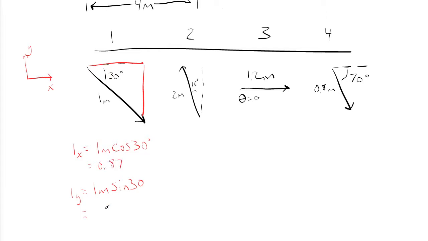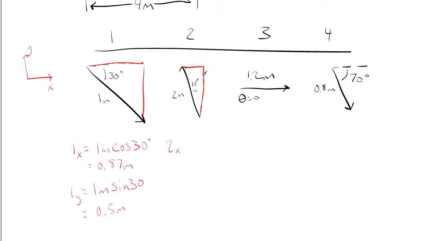0.87. And then this must be 0.5 meters. All right, so I've got the first one done. Do the same exact thing for the second one. Now I'm looking at a right triangle that looks like so.